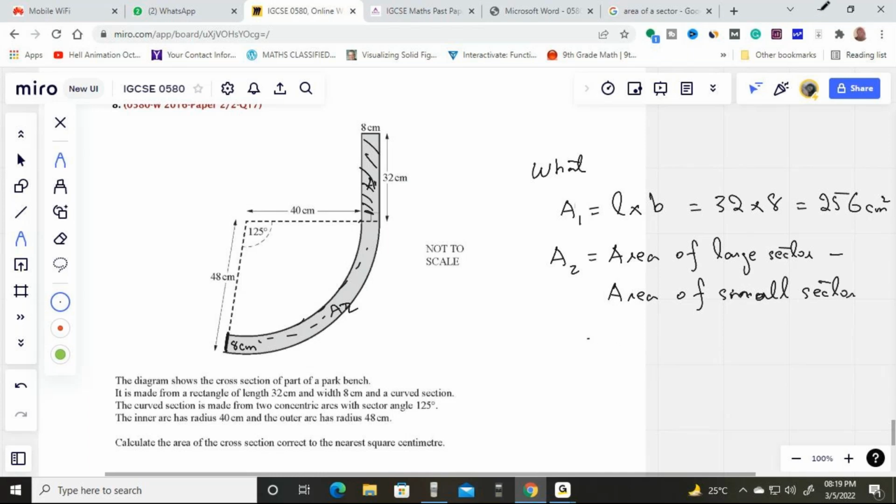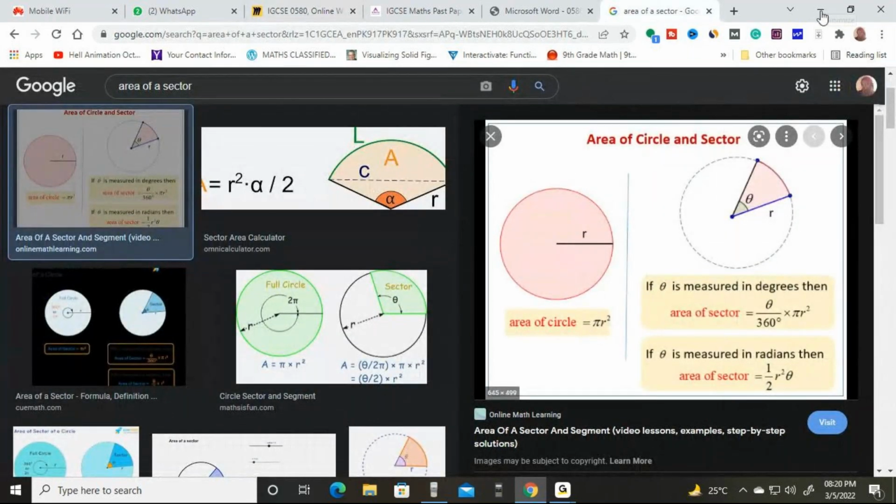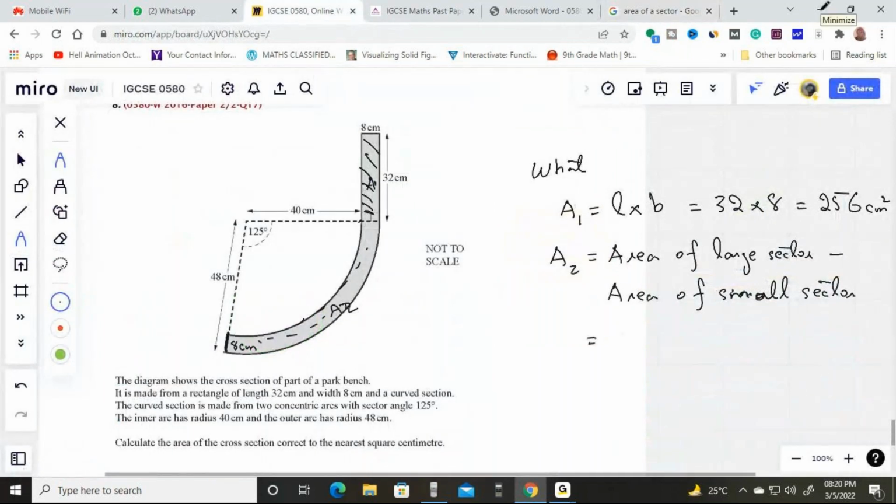Now here you see the angle is given to me in degrees. So I'm going to use the area formula of the sector used for degrees. You see here, theta by 360 into pi r squared. This is the area of a sector that I'm going to use. So 125 by 360 into pi, this is 48 squared, minus 125 degrees upon 360 degrees into pi 40 squared.